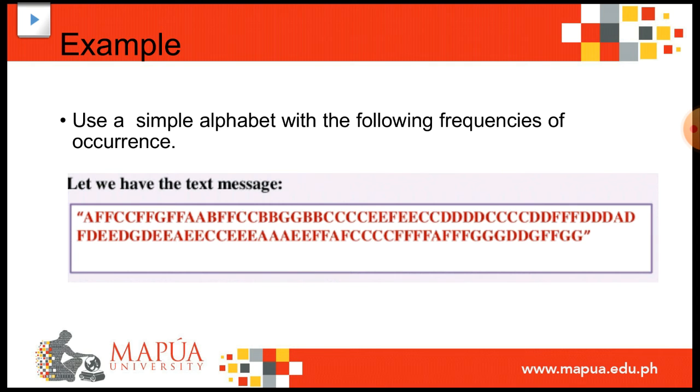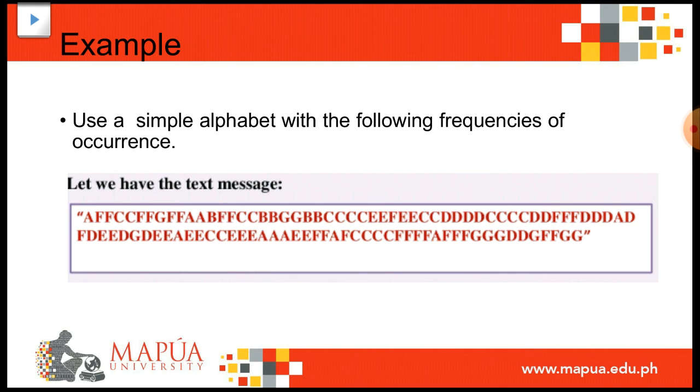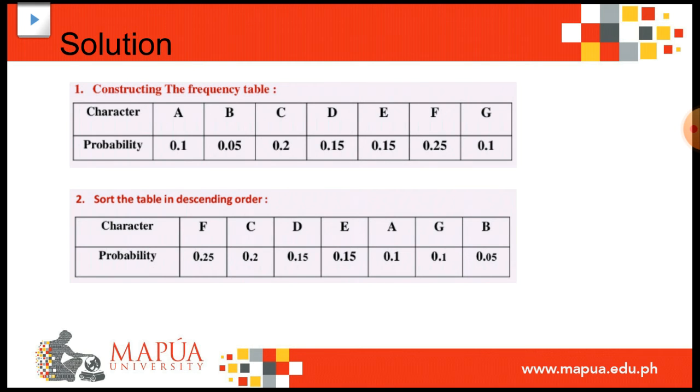So we have an example here. They say to use a simple alphabet with the following frequencies of occurrence. Let's say we have the text message here. So the solution is first construct the frequency table, the character, and the probability. We can see there's A to G in the character and the corresponding value for the probability.